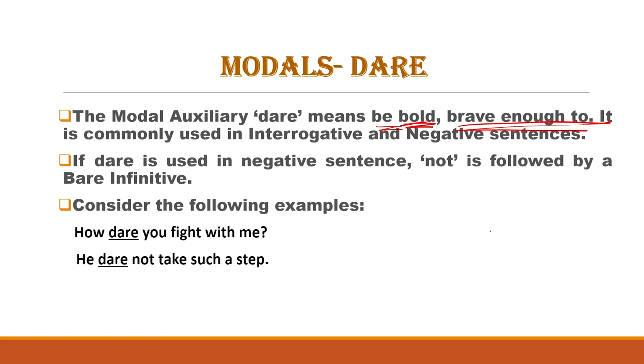Now, moving on, next is dare. The modal auxiliary dare means be bold, brave enough to. It basically expresses courage. It is commonly used in interrogative and negative sentences. Now, if dare is used in a negative sentence, not is followed by a bare infinitive, that is, infinitive without to. Consider the following examples. How dare you fight with me? He dare not take such a step.